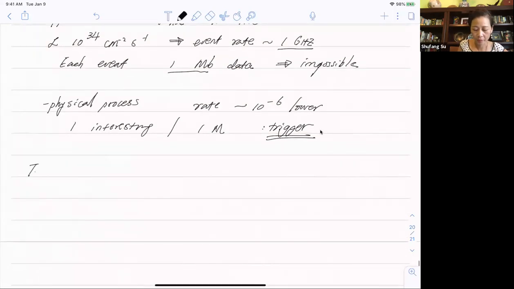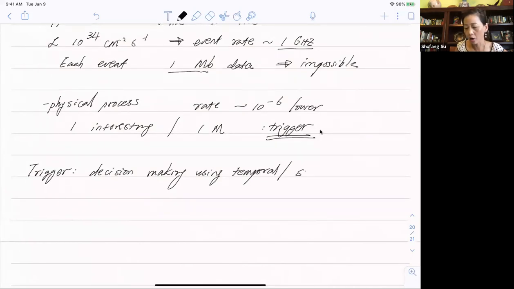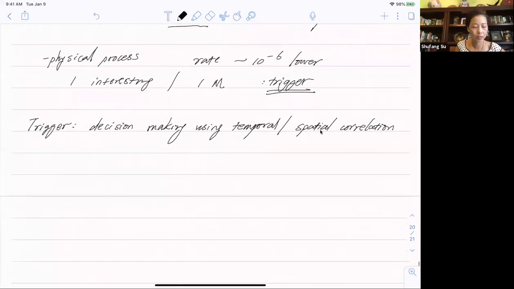So how do we do the triggering? The trigger makes a very fast decision, using either some temporal information, like what typical interesting events look like, or some spatial correlation. Say I see something at my vertex, something at my tracking chamber, and then boom, something at my muon chambers, so I know it's a muon going through. Anything with a muon will be interesting because that typically means some hard process is happening. So you design your trigger so that you can quickly make those decisions.